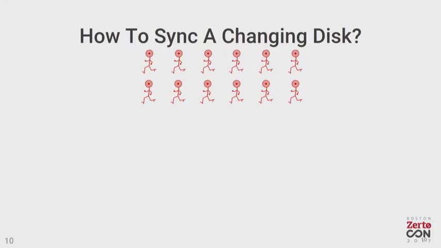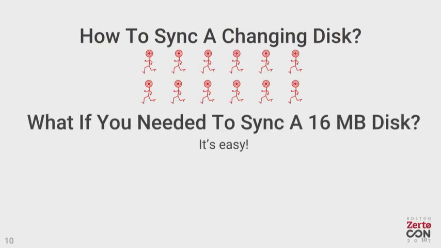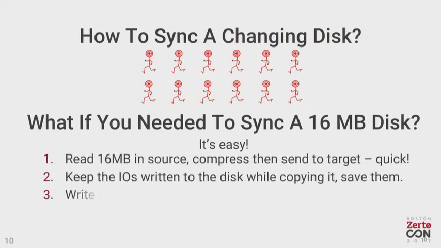What you may not know, though, is how we actually perform the initial sync, or how we then keep up to get into a meeting SLA state. So syncing and changing disk is our first challenge. What if you needed to sync a single disk, and let's make it a small one to simplify our challenge, let's say 16 megabytes? I've got a couple Zerto SEs in the front laughing because they know the answer. It's really easy. You can read a 16 meg chunk, compress it, send it over the wire. It's pretty small, pretty fast, especially with today's data transfer rates.